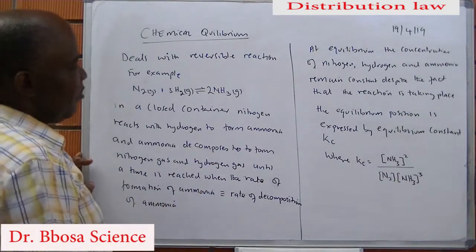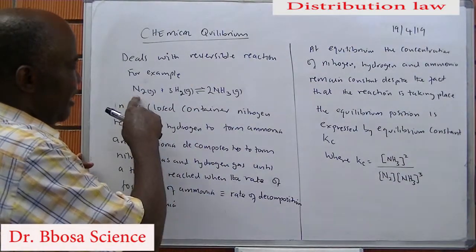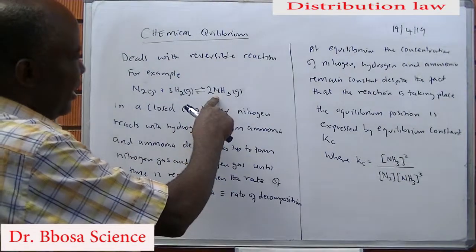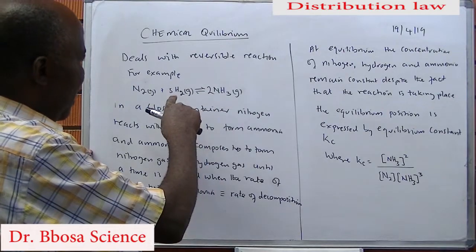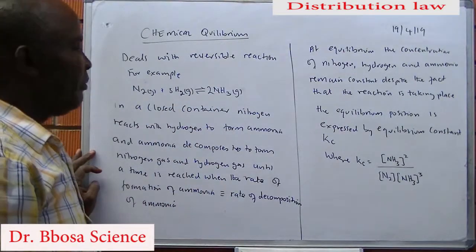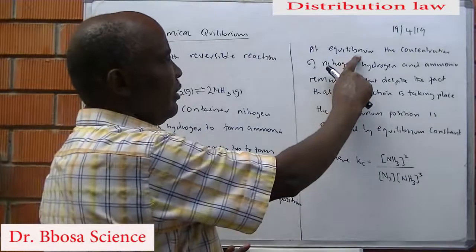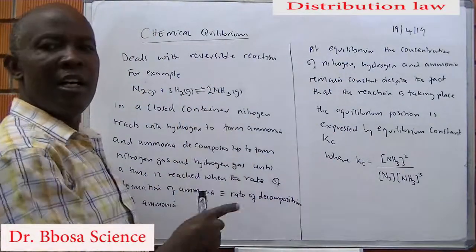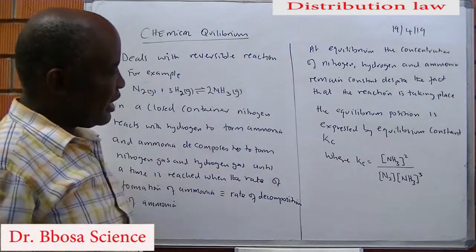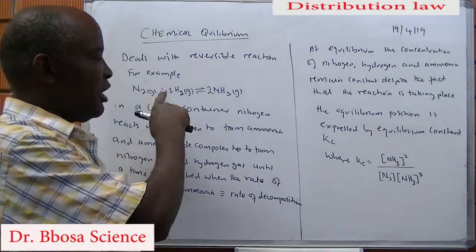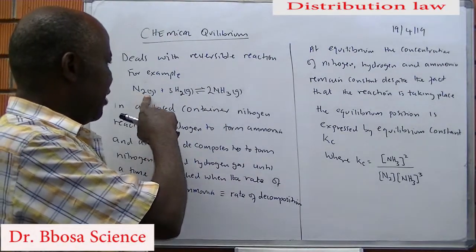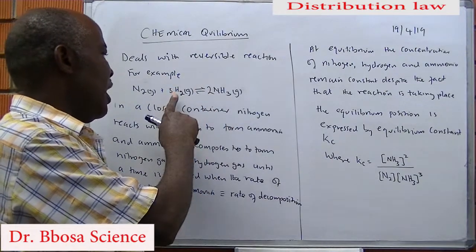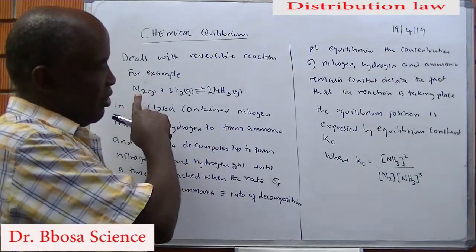This continues until such a time when the rate of formation of ammonia from nitrogen and hydrogen is equal to the rate of decomposition of ammonia to form hydrogen and nitrogen. At equilibrium, the concentrations of nitrogen, hydrogen, and ammonia will remain constant despite the fact that the reaction is still taking place. Nitrogen is reacting with hydrogen to form ammonia, and ammonia is decomposing to form hydrogen and nitrogen.